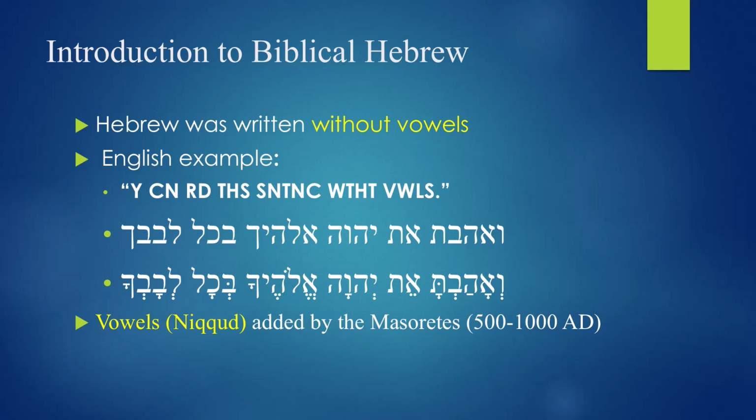And this was done primarily to preserve pronunciation in the sacred text, so that the Hebrew text can be read and remembered even years later. And today our Hebrew Bible is called the Masoretic text. The name comes from the Hebrew word Masorah, which means tradition, because they added the vowels to preserve the tradition of pronunciation of the Bible, of the Hebrew.